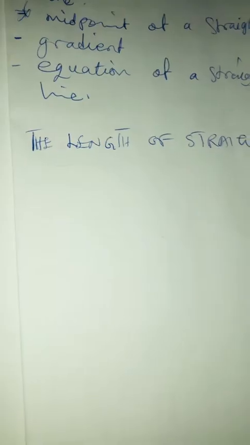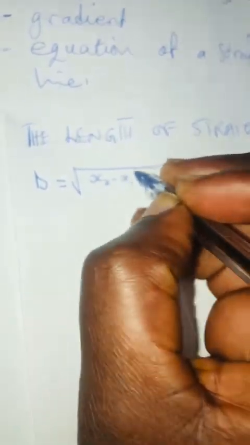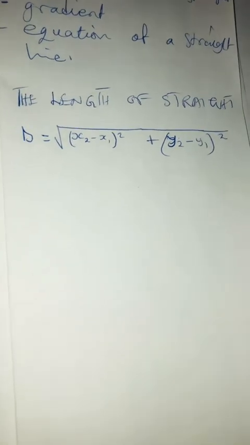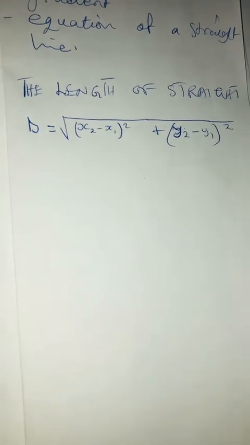The length of a straight line between 2 points is found by using the formula which is gotten from Pythagoras theorem. So the length or distance is equal to the square root of (x2 minus x1) squared plus (y2 minus y1) squared. This is the formula for finding the length of a straight line between 2 points. So the length is the same as finding the distance.